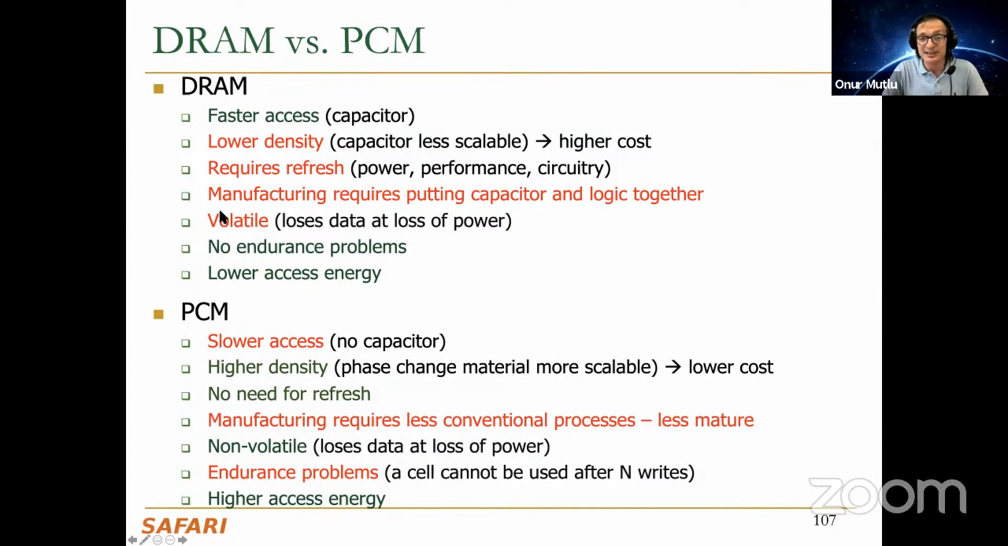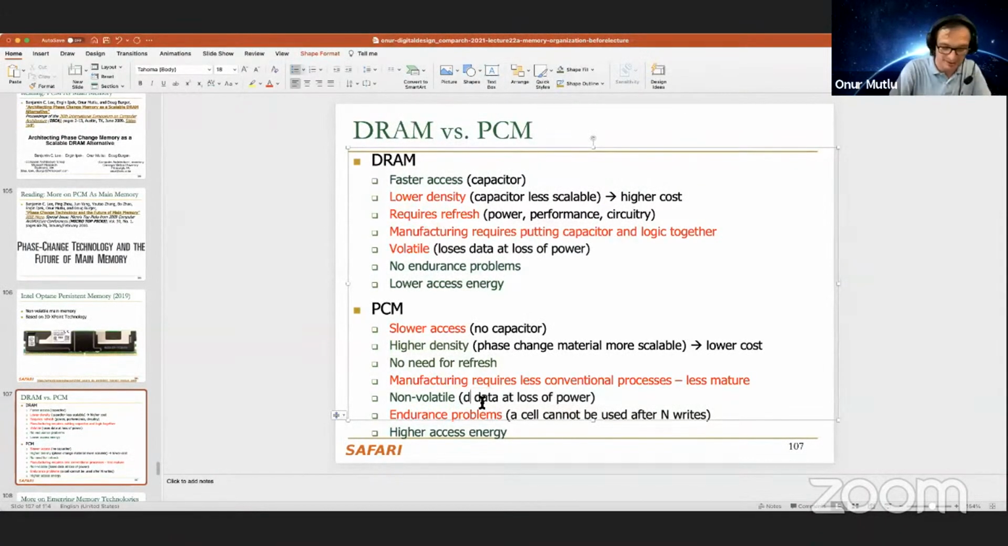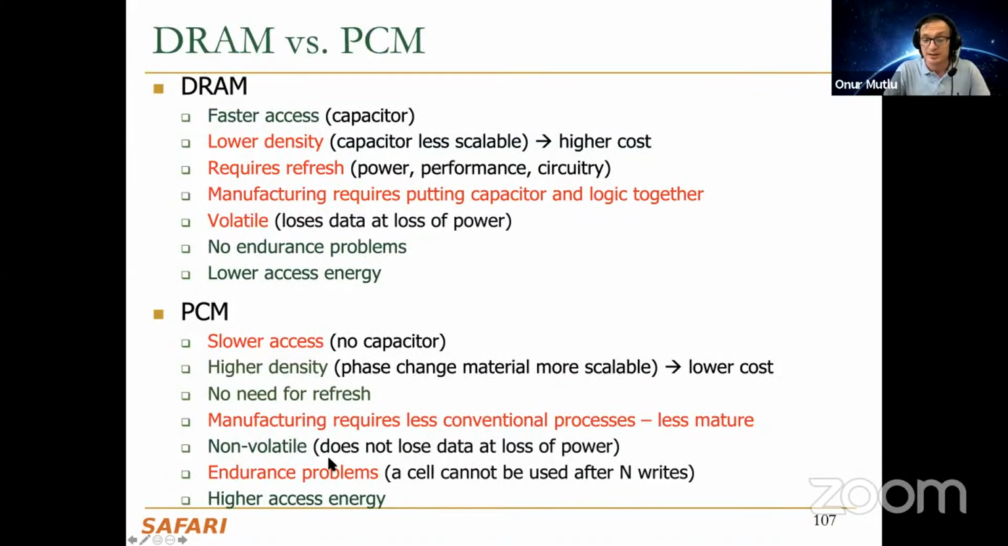Now, DRAM is volatile. It loses data at loss of power. PCM is non-volatile, so it does not lose data, right? This should be "does not lose data." I don't know why it says it loses data over here. And this is good because now you can actually power things off and your data still remains in memory. And that could be a good thing or a bad thing depending on what you use that memory for, right?